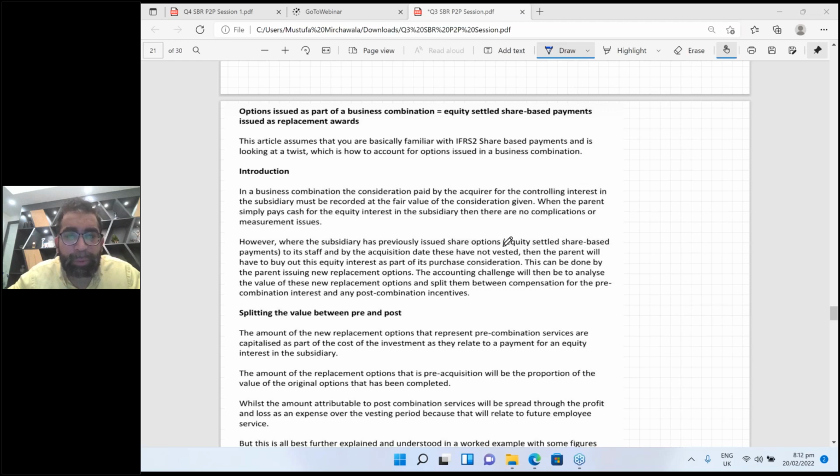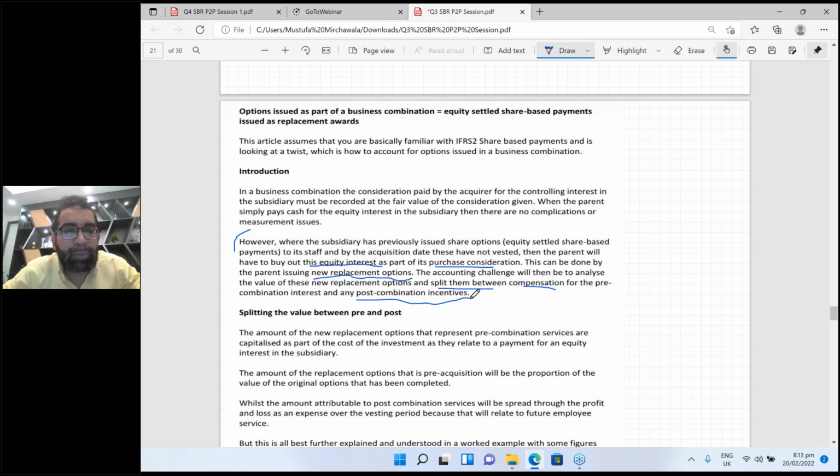However, where the subsidiary has previously issued share options, this is the case which we were studying. The first paragraph was irrelevant. This is the real case. However, where the subsidiary has previously issued share options, equity settled share-based payments to its staff, and by the acquisition date these have not vested, see that special case, then the parent will have to buy out this equity interest as part of the purchase consideration. This can be done by the parent issuing new replacement options. The accounting challenge will then be to analyze the value of the new replacement options and split them between compensation for the pre-combination interest and any post-combination incentives.